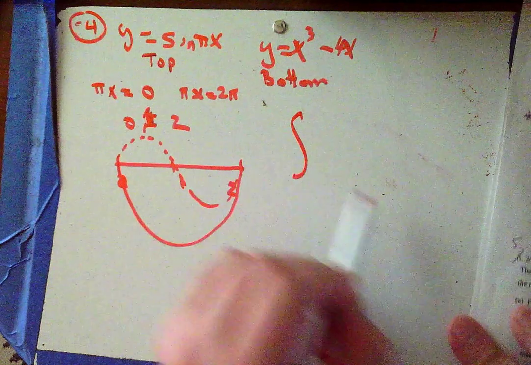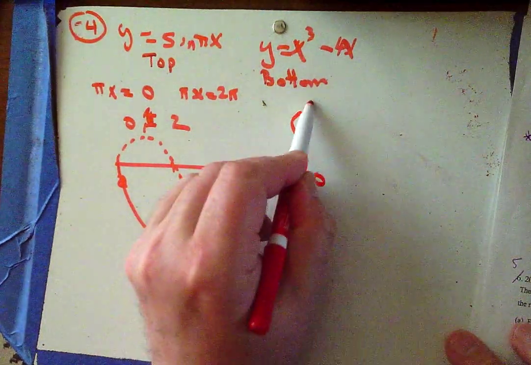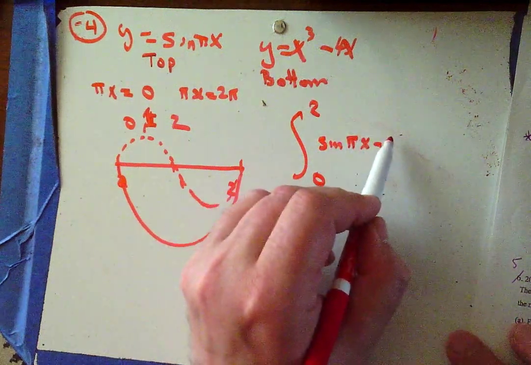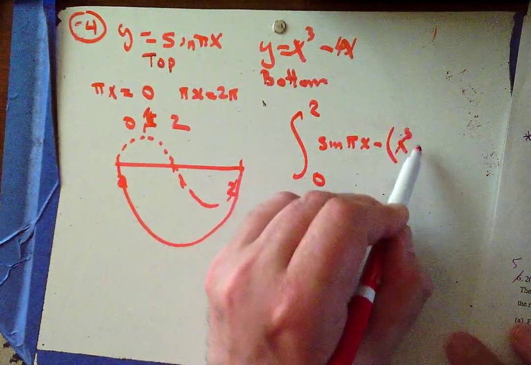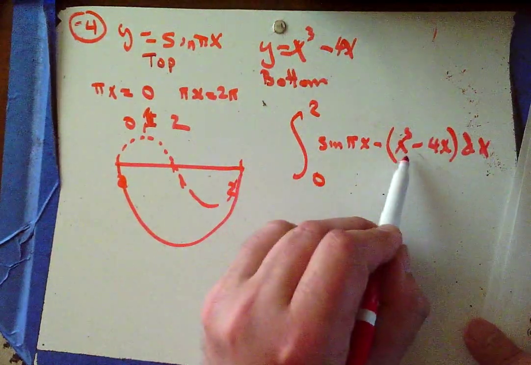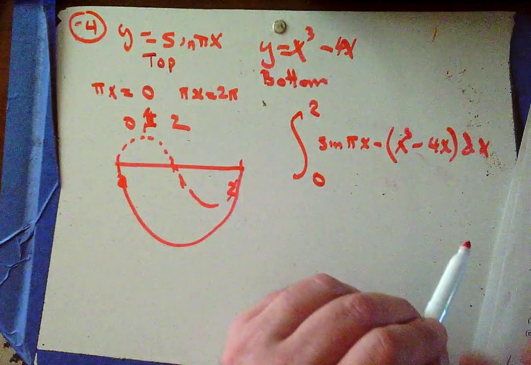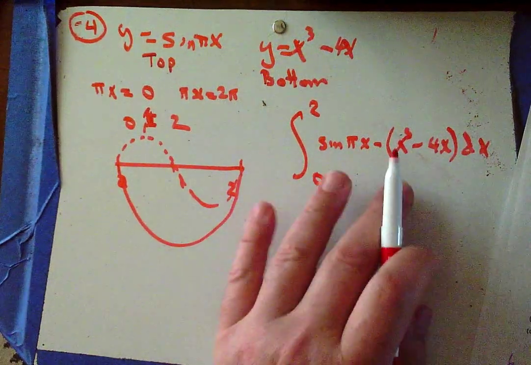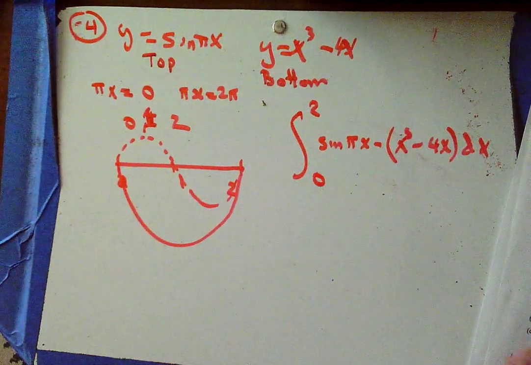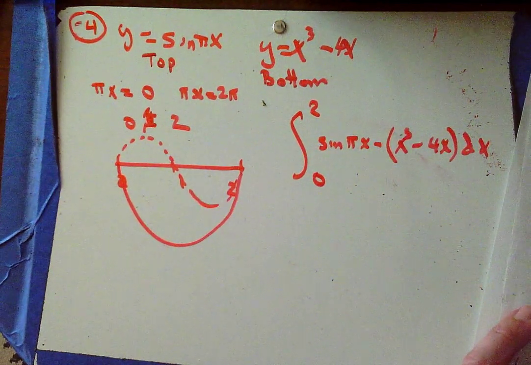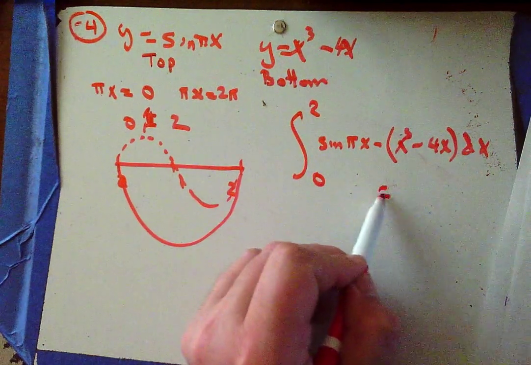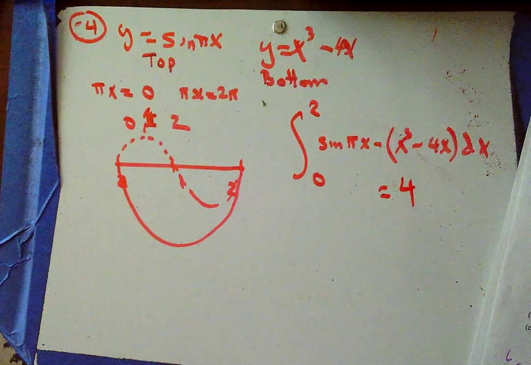Okay, so that's going to be the integral from 0 to 2 of sine pi x minus parentheses x to the third minus 4x dx. Either you must have the parentheses or you must distribute that negative. Don't just write down minus x to the third minus 4x because that's going to be wrong. It's not going to generate R's area. Okay, so curiously, when I do this, I get 4 on my calculator.